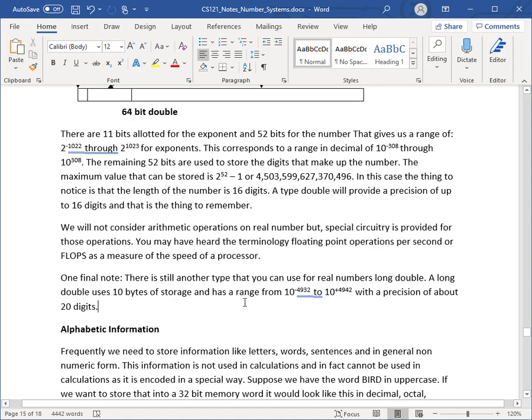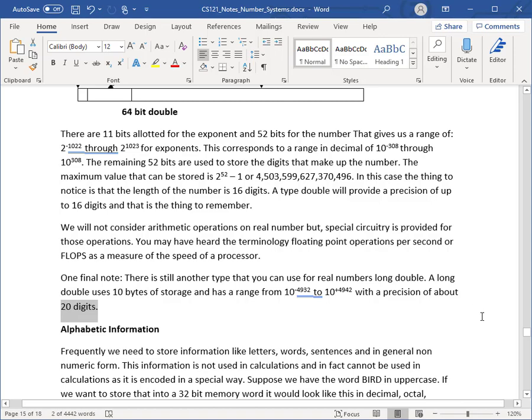In some cases, you can have a long double. So not just a double in C++, but a long double. That gives you even more bits, and you can store this range of exponents here, which is just unbelievably huge. And you can have a precision then of about 20 digits.